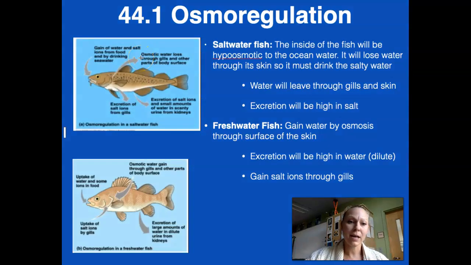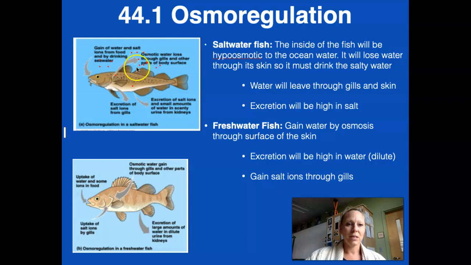So now we're looking at two types of fish, saltwater and freshwater fish. If we're looking at a saltwater fish, we're going to try and understand its regulation. Saltwater fish are going to be hypoosmotic to the ocean water. That means there's going to be less solute on the inside and more on the outside. And therefore, water will flow out of the fish through the process of osmosis. And so the fish is going to have to drink salty seawater. The water will leave through the gills and its skin, and its excretion will be high in salt. It has to drink the seawater in order to get water, because it is losing water at such a high rate.